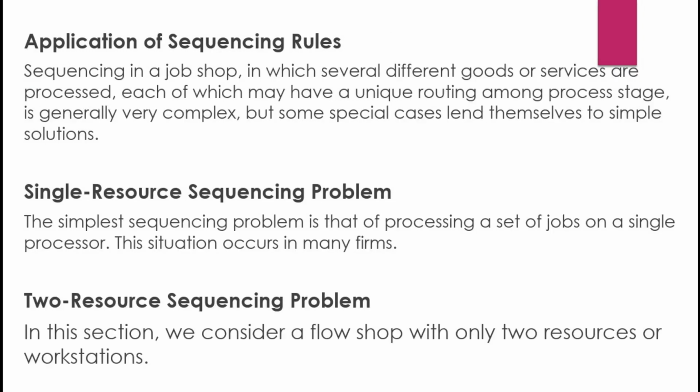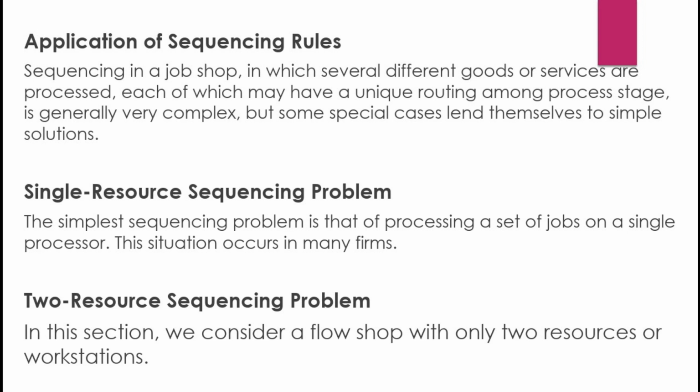Application of sequencing rules. Sequencing in a job shop in which several different goods or services are processed, each of which may have a unique routing among process stages, is generally very complex, but some special cases lend themselves to simple solutions.